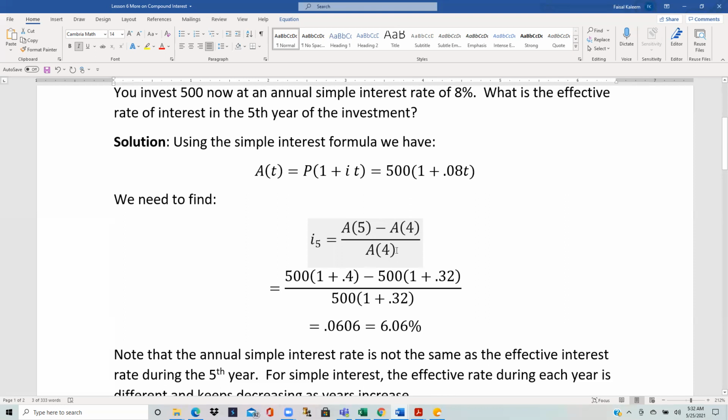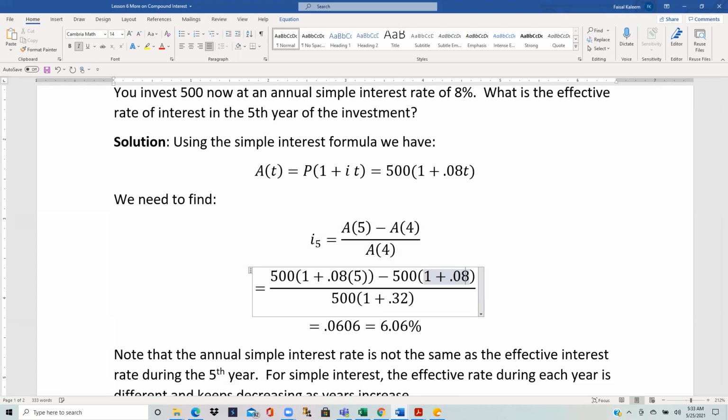And so this would be, when you substitute 5 in this, A of 5 comes out to be 500 times 1 plus 0.08 times 5. In fact, let's just write it as 0.08 times 5. And this would be 1 plus 0.08 times 4. And this whole simplifies to 6.06%.